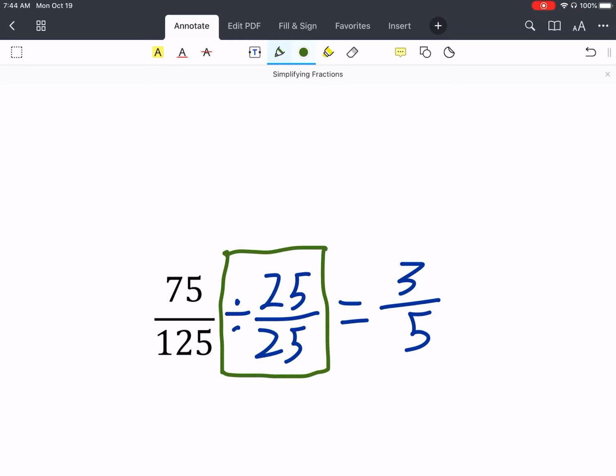25/25ths has the same value of 1. We're really dividing our fraction by 1. We want our fraction to stay the same, just to be simplified.